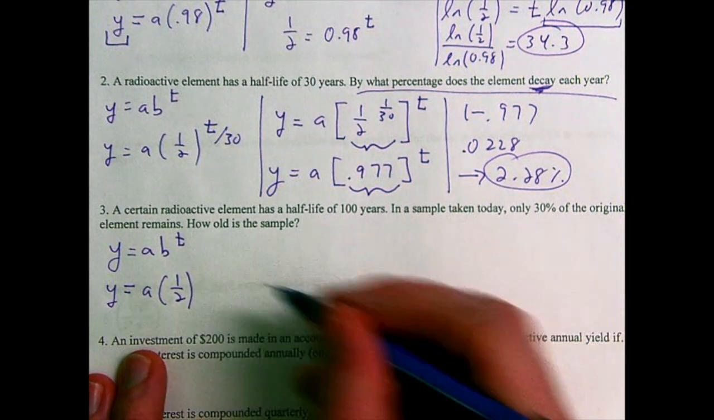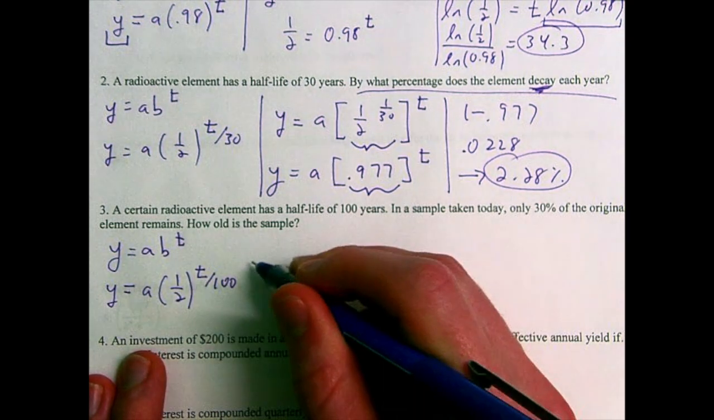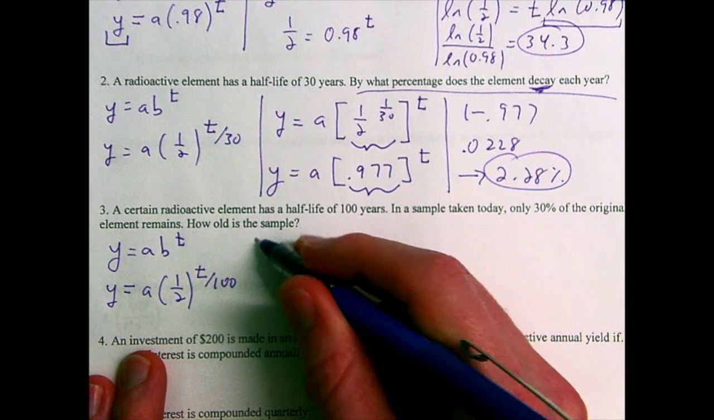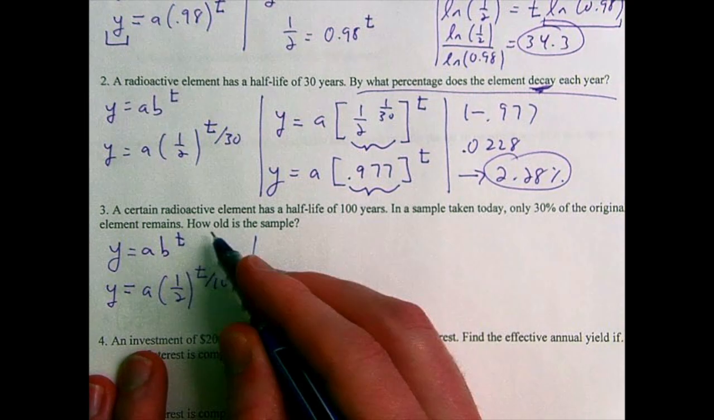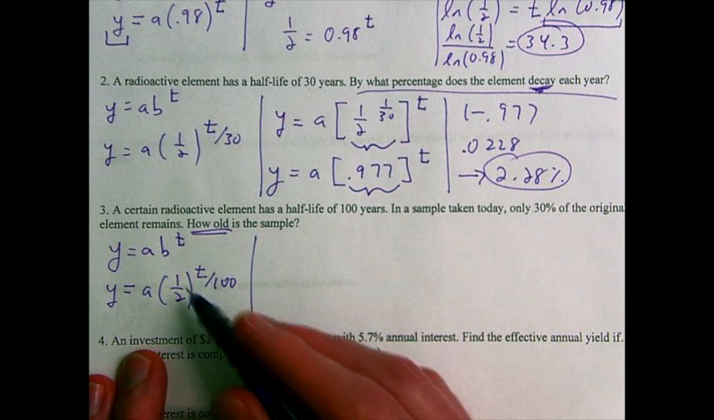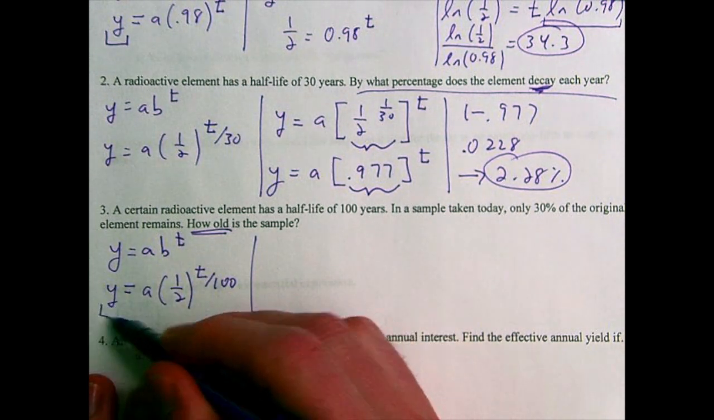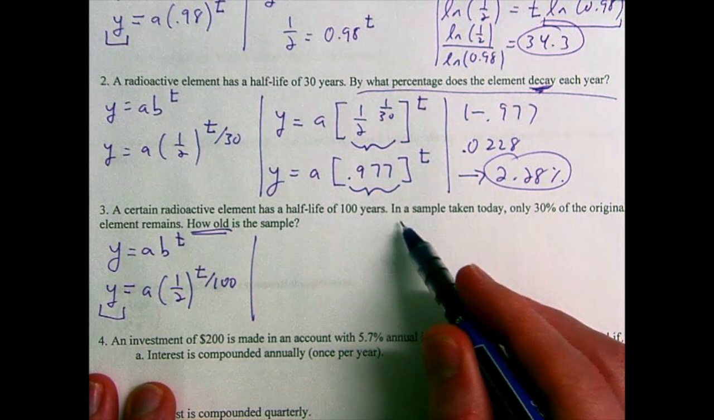since the half-life is 100 years, I write t over 100. That way I'm only multiplying by 1/2 every 100 years. Now, the question is, how old is the sample? Well, obviously, that means I'm being asked to find t. If you look right now, t is certainly not the only unknown. We need to replace y with something, right? We haven't used this information yet.